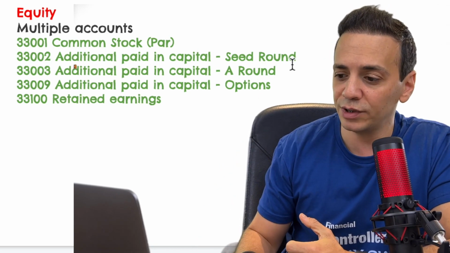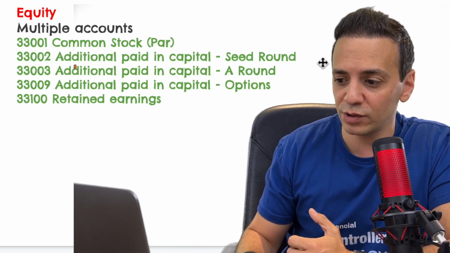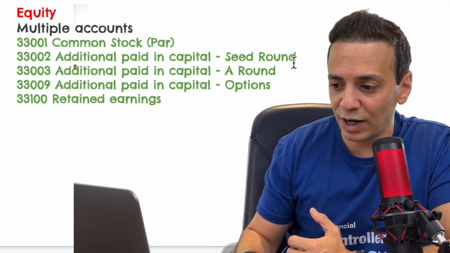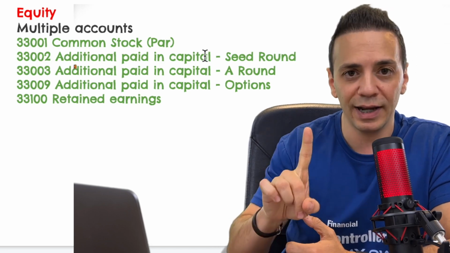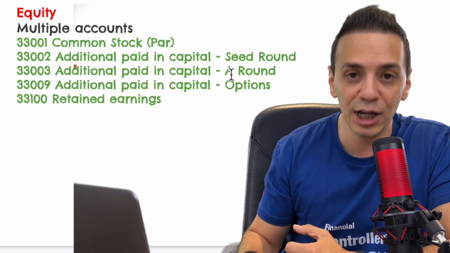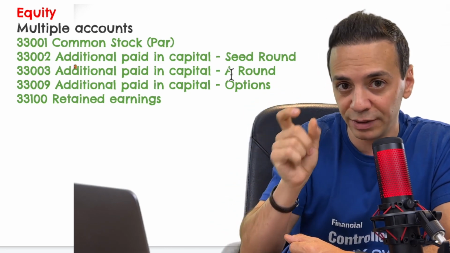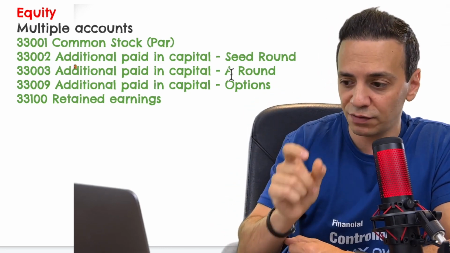And so I like to create and track it by funding round. So for example, if I have a seed round, I'm going to create one account to track the seed round and then a secondary account here to track the A round. So I'm tracking the different rounds and the amounts of additional paid-in capital for each of these funding rounds.